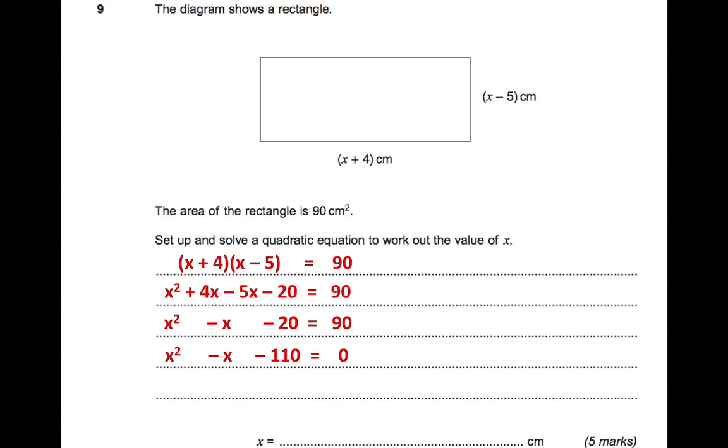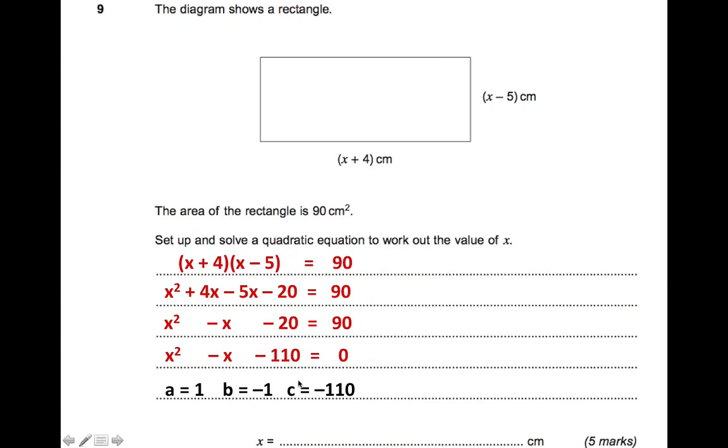We've set up and solved a quadratic equation. Well, we haven't solved it. We've set up a quadratic equation, and we're about to solve it. Now, one way to solve quadratic equations, of course, is the formula. So in the formula, a is the amount of x squared we've got. So a is 1 because we've got just 1x squared. We've got minus x there, or in other words, minus 1x. So b is the amount of that we've got, minus 1. And c is the odd term on the end, which in this case is minus 110.